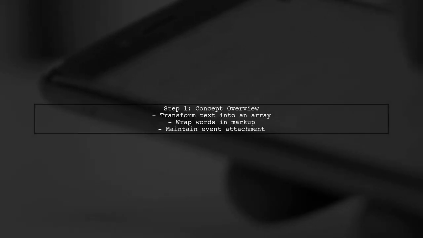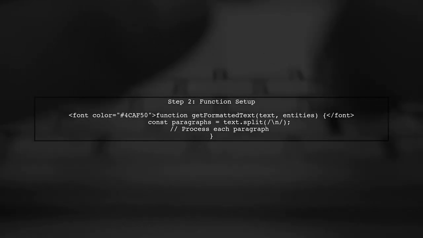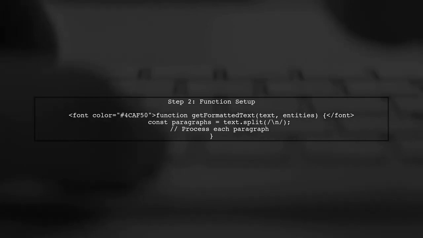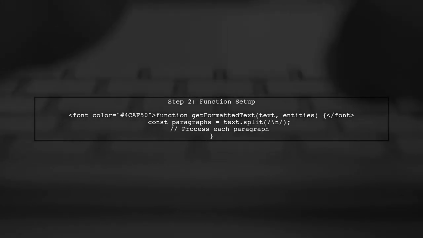To highlight multiple strings in React, we need to transform our text into an array of elements. This allows us to wrap specific words in markup while maintaining the ability to attach events. First, let's create a function that processes the text and entities. We'll split the text into paragraphs and then iterate through each paragraph to find and wrap the entities.